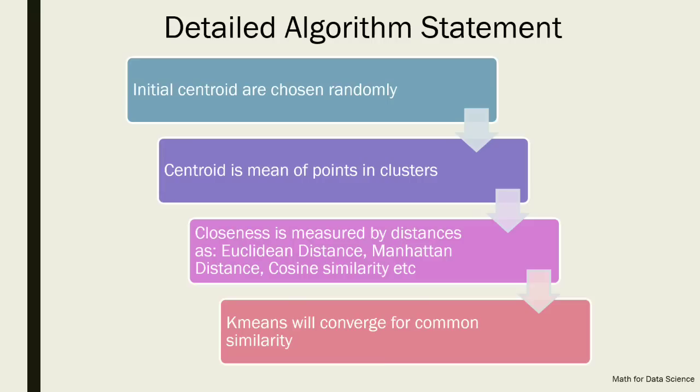The detailed algorithm statement is: the initial centroid is chosen randomly. The centroid is the mean of the points in the cluster. Closeness is measured by distances: Euclidean distance, Manhattan distance, cosine similarity.